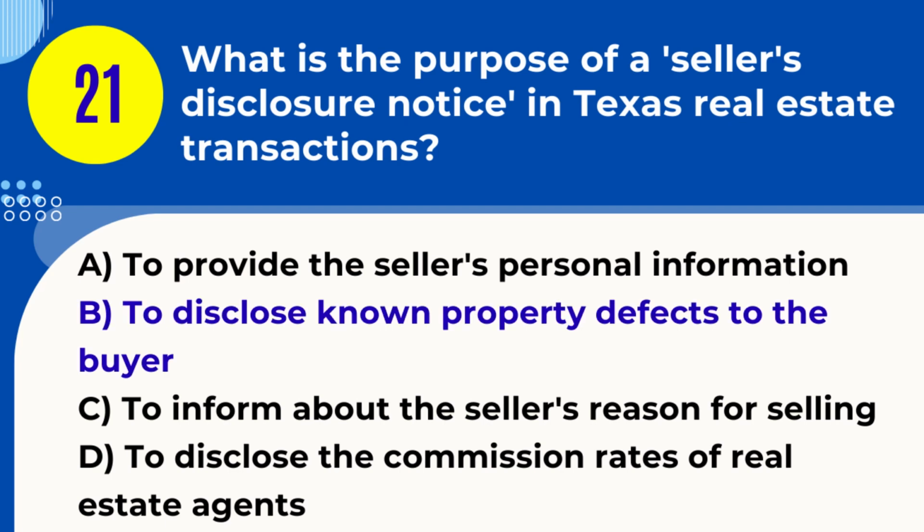Answer. B. To disclose known property defects to the buyer. Explanation. In Texas real estate transactions, a seller's disclosure notice is required to inform the buyer about known defects and issues with the property. This legal requirement helps the buyer make an informed decision and reduces the risk of post-sale disputes.